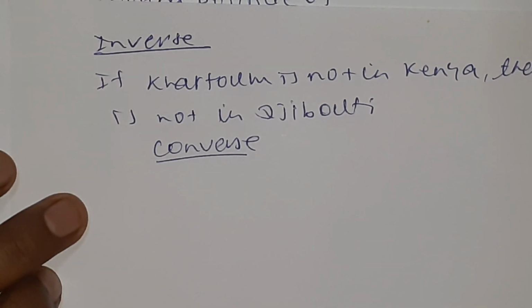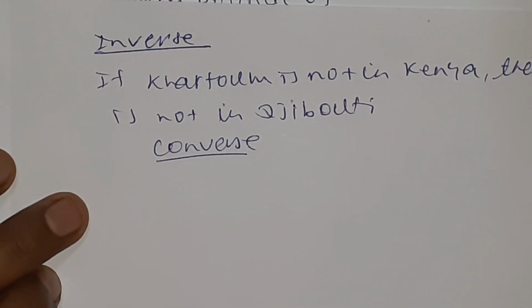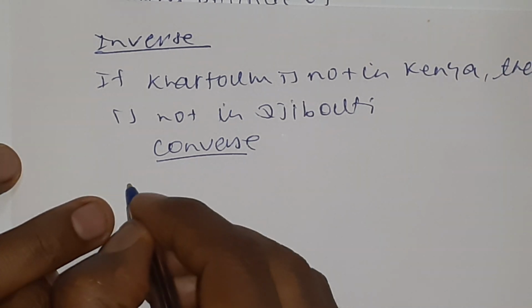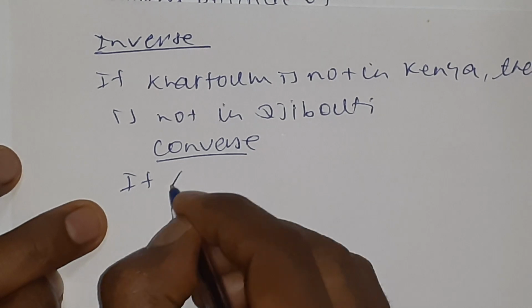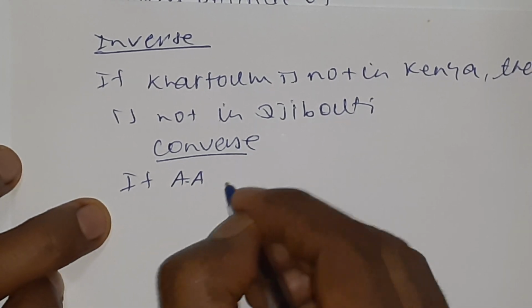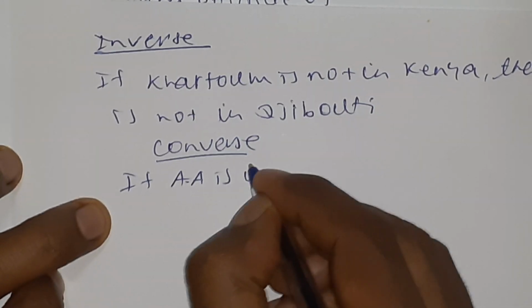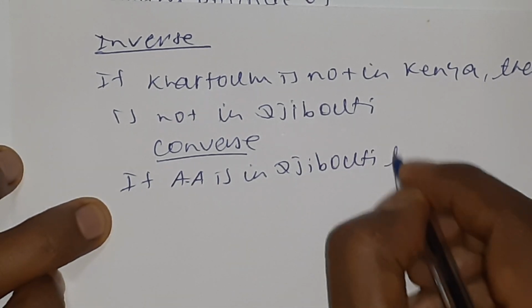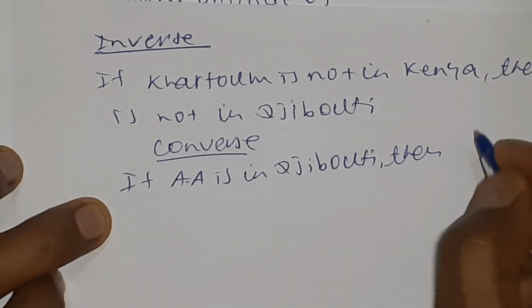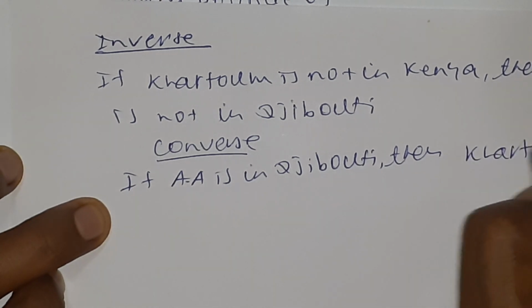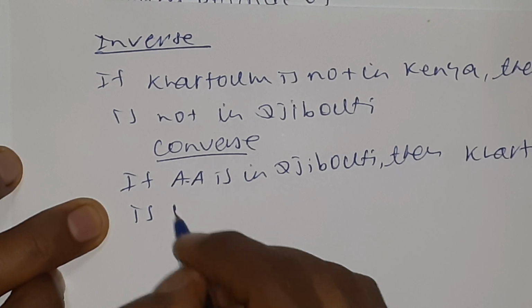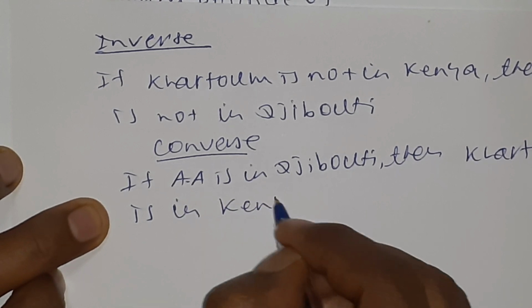And the next one, the converse of the same statement, will be a statement which is obtained by interchanging the conclusion and the if statement. So in this case, if Addis Ababa is in Djibouti, then Khartoum is in Kenya.